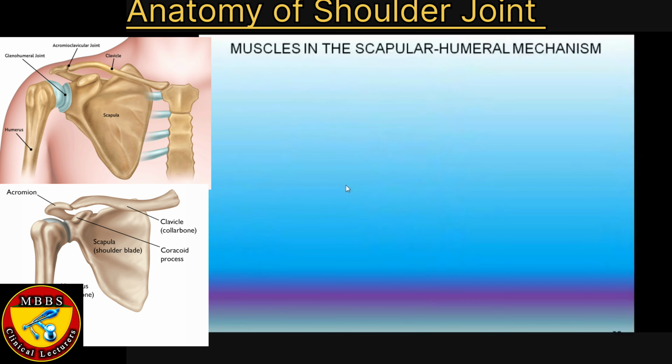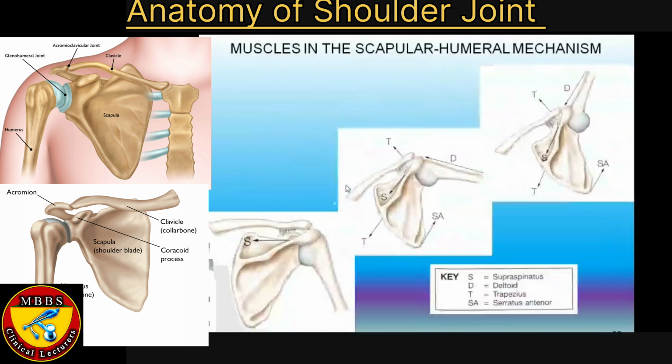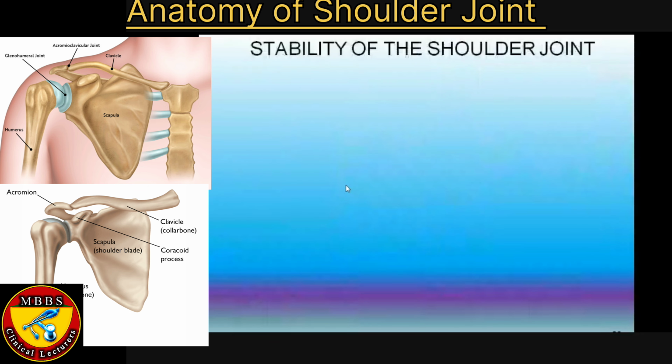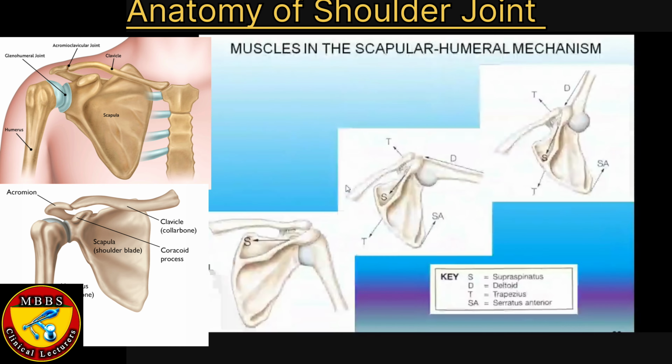Now, when we talk about the muscles which are responsible in the scapulohumeral mechanism, you can see that these are the different muscles.